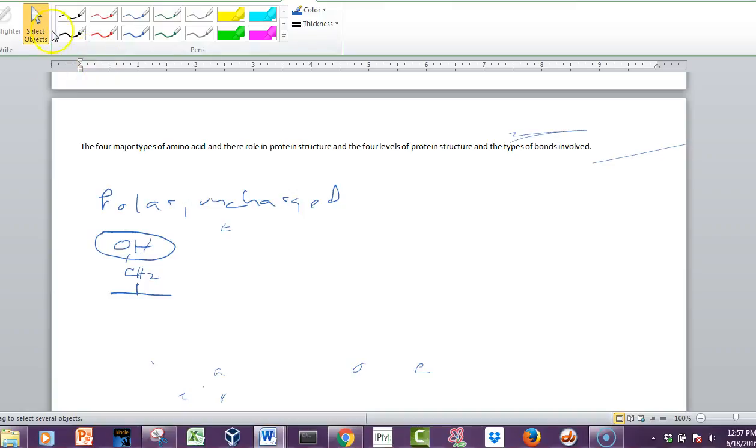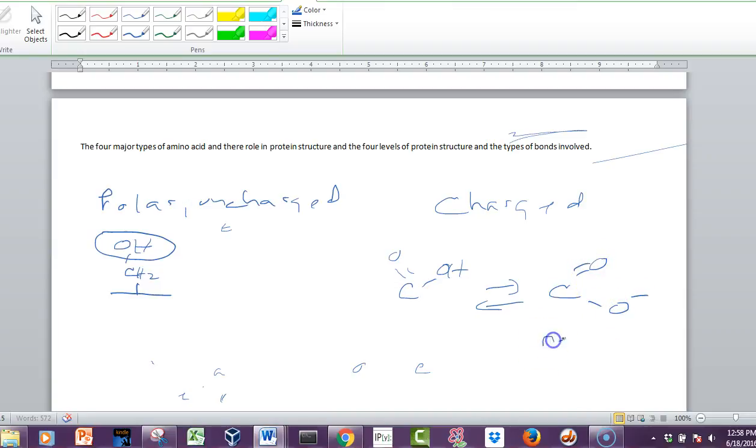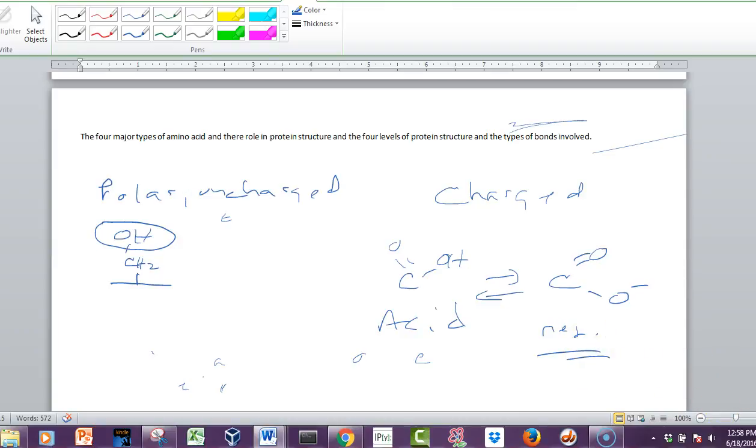You could have charged. So polar uncharged is different than charged. So charged, the first obvious one are those that have a carboxyl group, and those are acidic groups. And then they can get ionized to form this kind of a group, and this is negatively charged. And so this is an acid which becomes negatively charged in the cell under physiological pH.